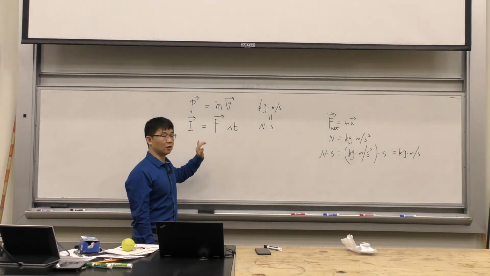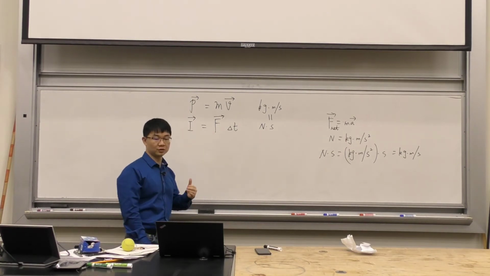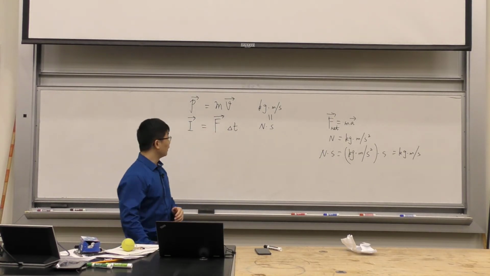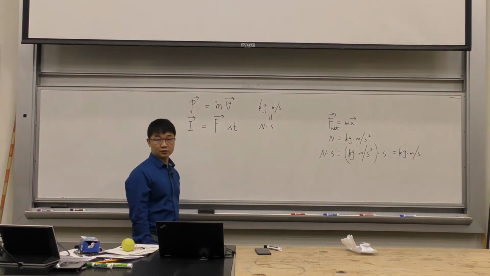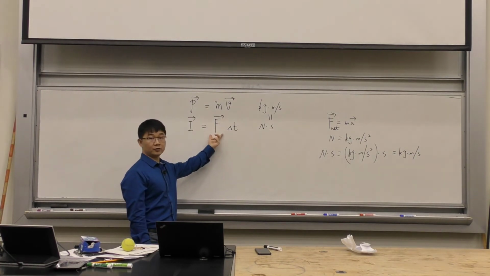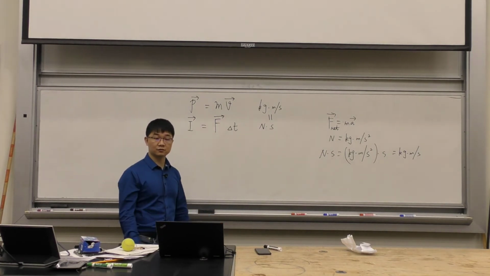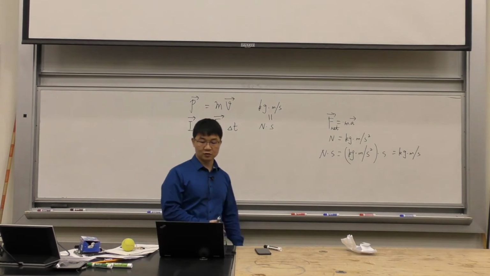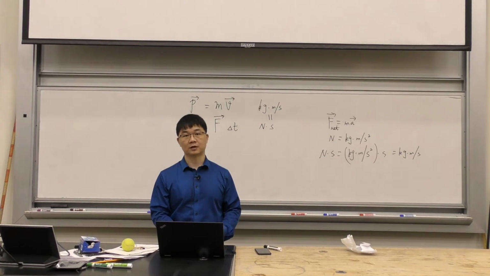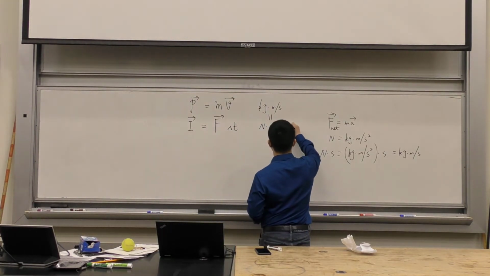So impulse is also a vector because force is a vector. Both of them are vectors, so you should be extremely careful when you work with vectors. And this is the definition for a constant force. If the force is changing, you can't just use force times time. What do you use if the force is changing? We have a general definition: we just integrate the force over time. That's how we define impulse if it's a varying force.